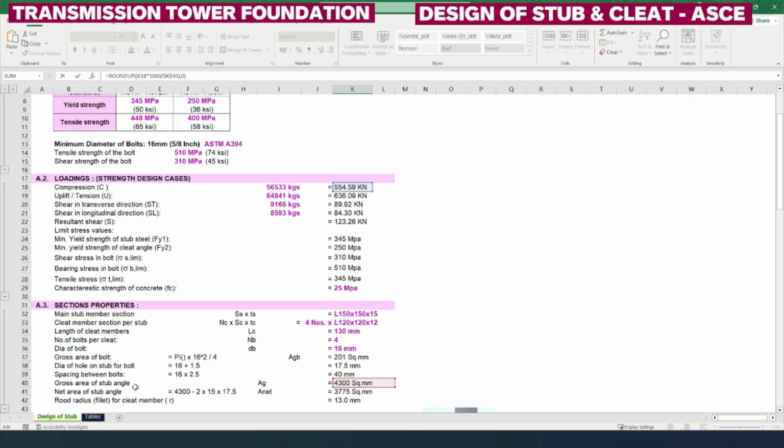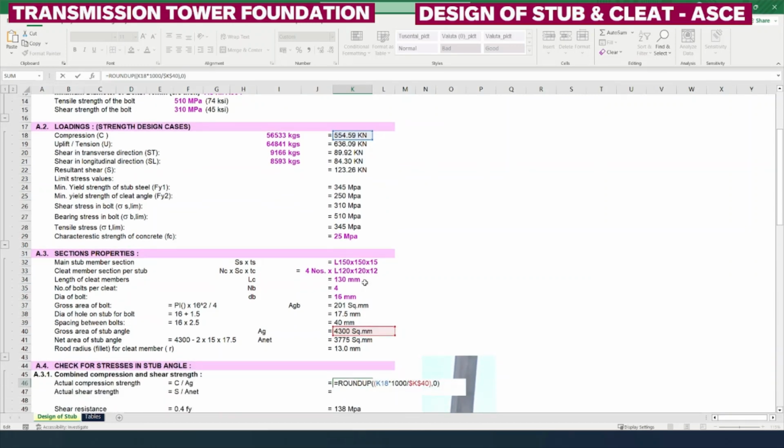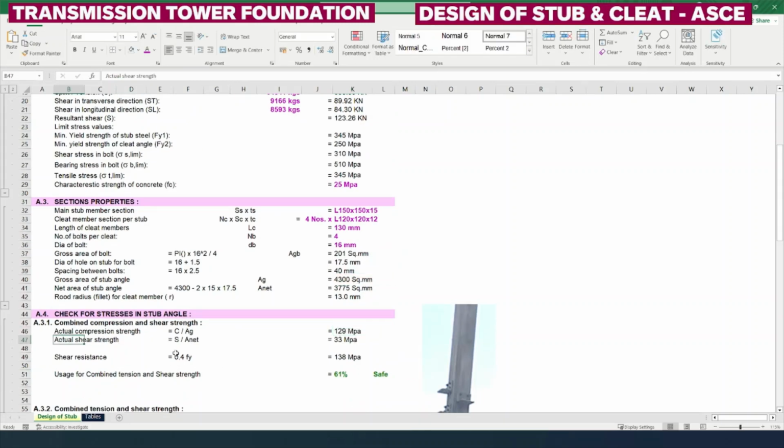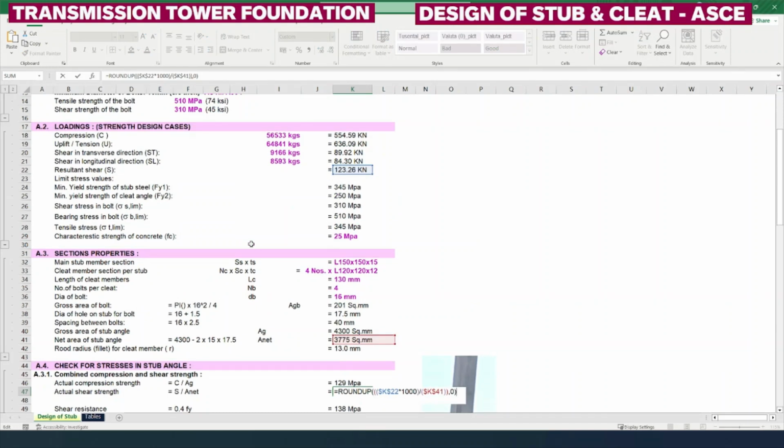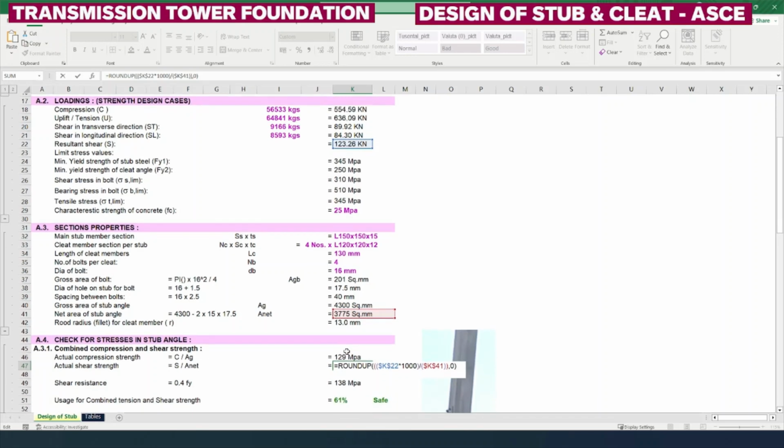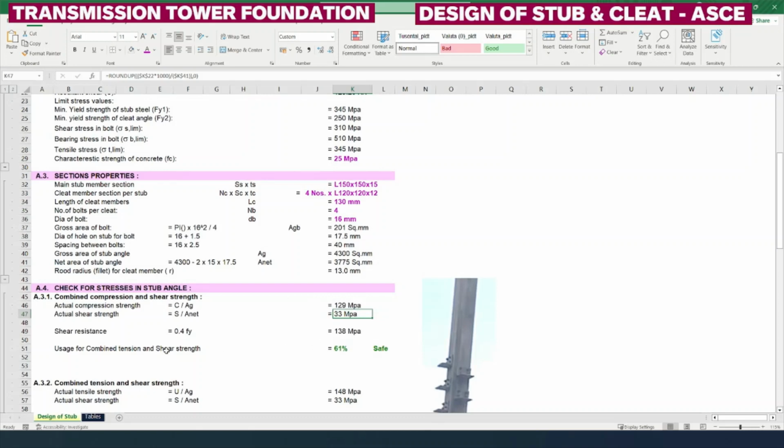And gross area is 4300 square mm, which is for the stub angle. Actual shear strength is S divided by A net. S is nothing but the resultant shear which is extracted from the structure. And the net area of the stub angle is 3775, which we had calculated just above.